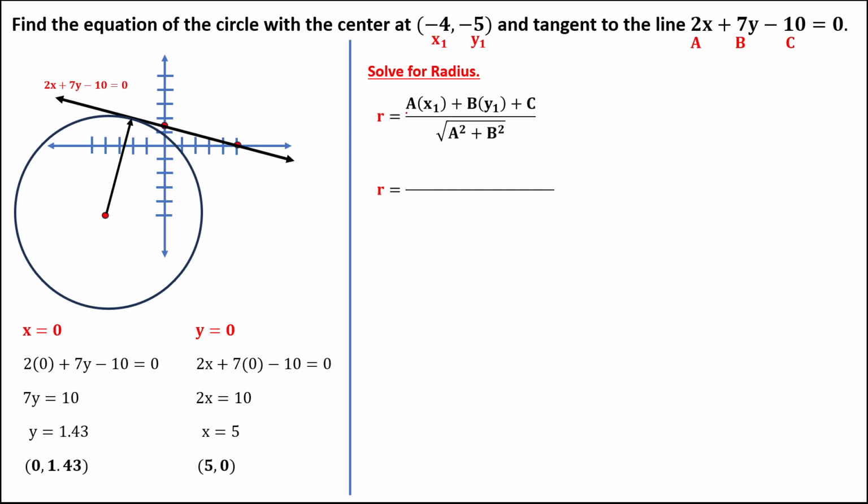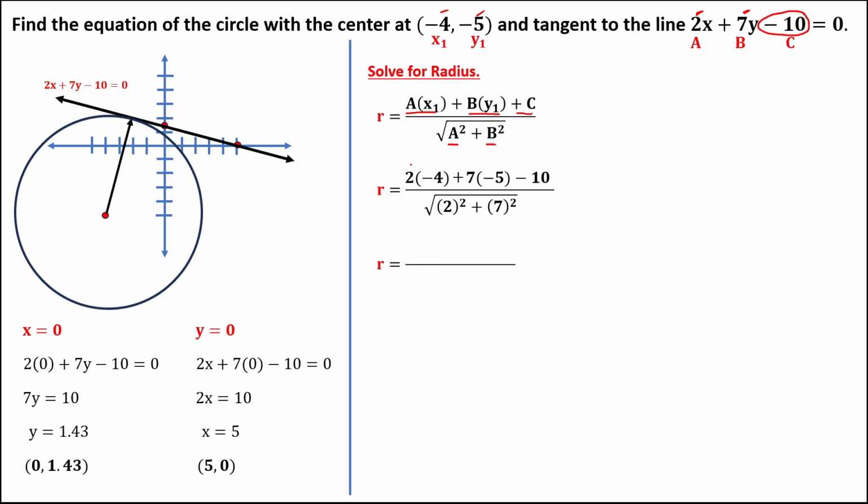So we have a times x sub 1. A is +2, x sub 1 is -4. Then plus b times y sub 1. B is +7, y sub 1 is -5. Then plus c, since c is -10, so therefore minus 10, then over the square root of a squared and b squared. So a is +2 and b is +7, so we have 2 squared plus 7 squared.